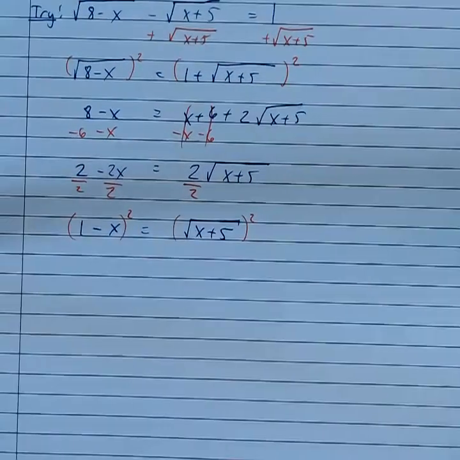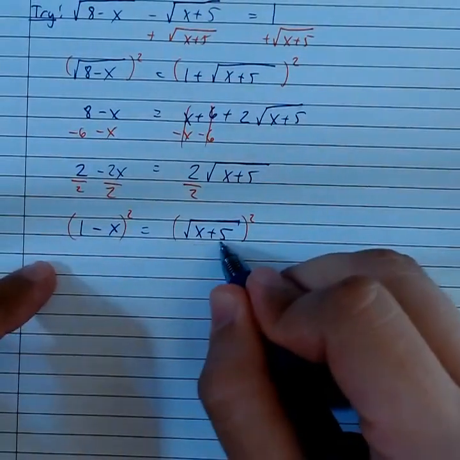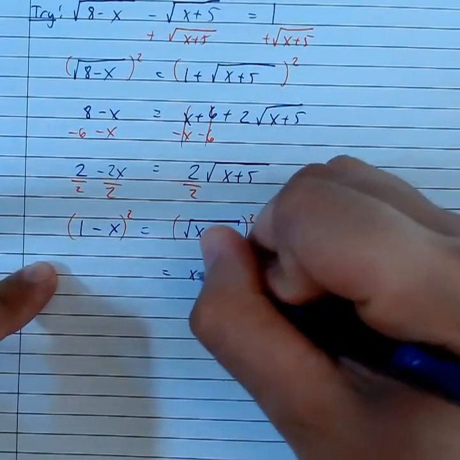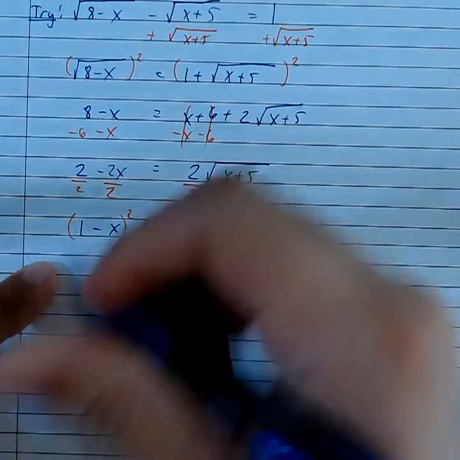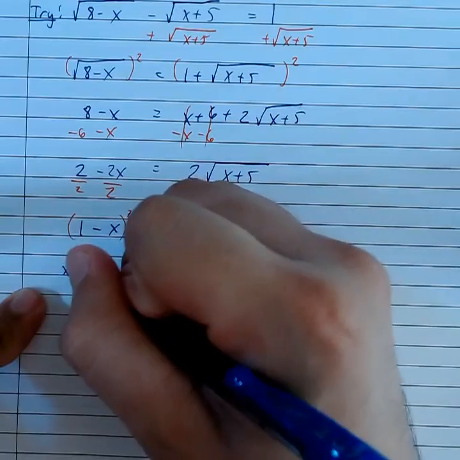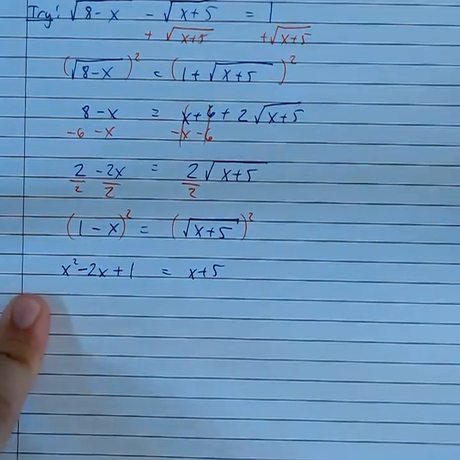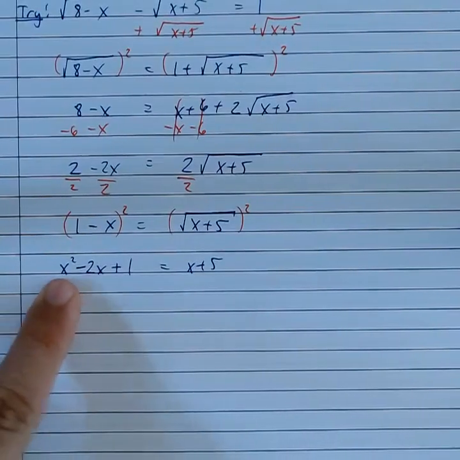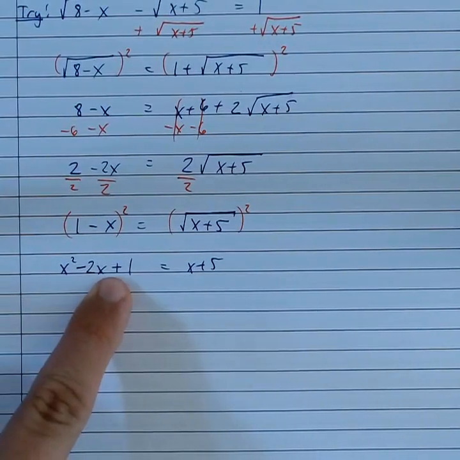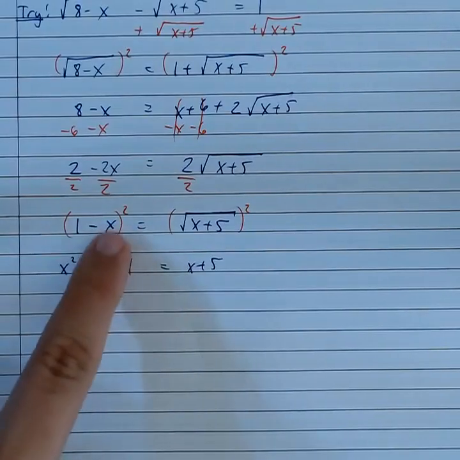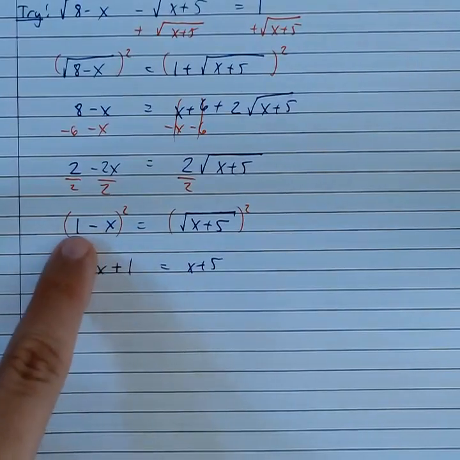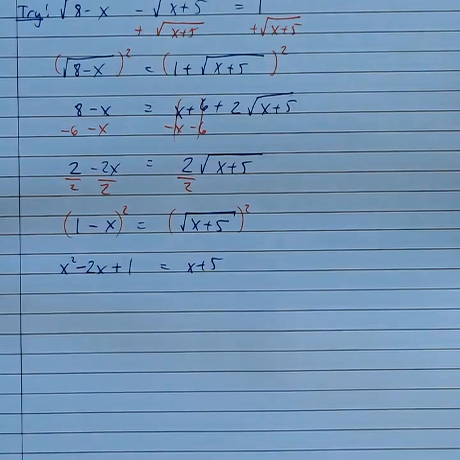If I square this side, I get x plus 5. If I square this side, I get x squared minus 2x plus 1. 1 minus x times 1 minus x will give me x squared minus 2x plus 1. Okay? Remember, don't just square each term. You have to distribute. You have to multiply 1 minus x times another 1 minus x.